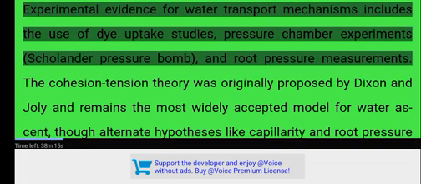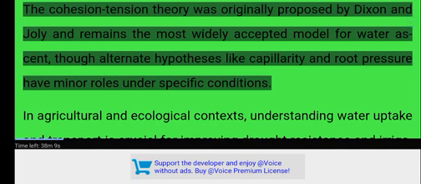Experimental evidence for water transport mechanisms includes the use of dye uptake studies, pressure chamber experiments, the cylinder pressure bomb, and root pressure measurements. The cohesion tension theory was originally proposed by Dixon and Joly and remains the most widely accepted model for water ascent, though alternate hypotheses like capillarity and root pressure have minor roles under specific conditions.